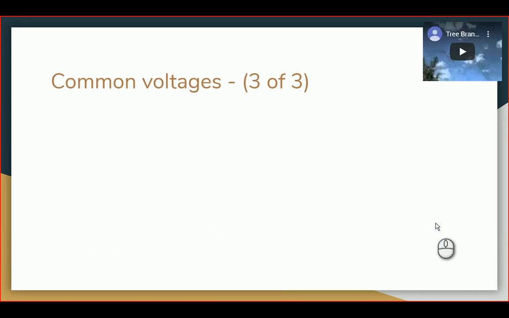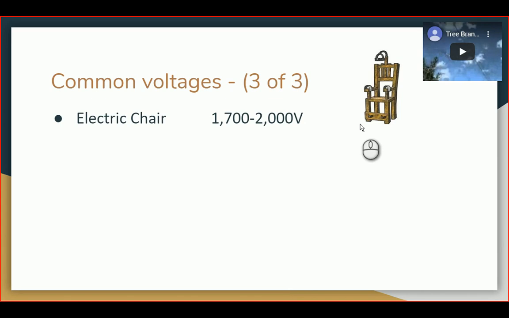Okay, so some more voltages. The electric chair, a little history behind this. The first electric chair was actually here in New York State, in Sing Sing prison down in Ossining, and they used a voltage of 1,700 to 2,000 volts, and they came up with that number kind of through trial and error. So these aren't actually used anymore. There are a few states that allow prisoners to choose their form of execution, but none of the U.S. uses this as their primary mode anymore.